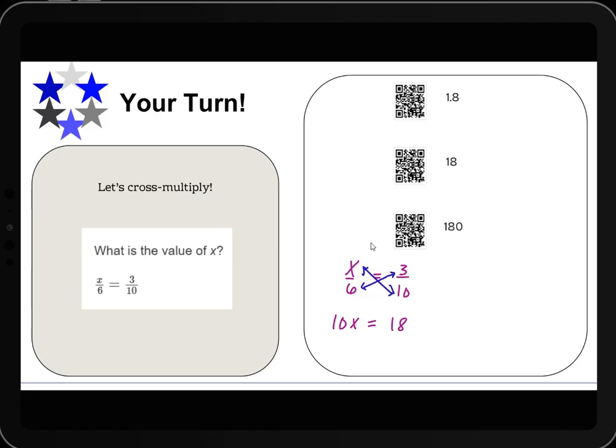So I can do that, of course. And then after dividing by 10 on both sides, I end up getting 1.8 for my answer. So we should end up with 1.8 as the answer here for the value of x.